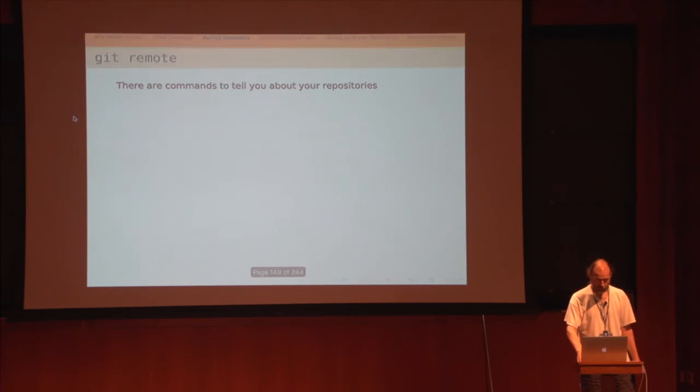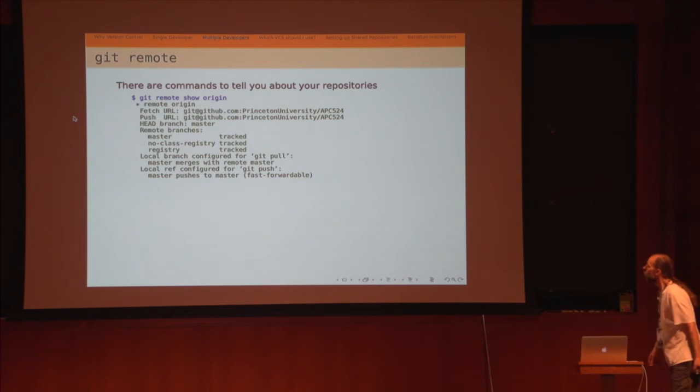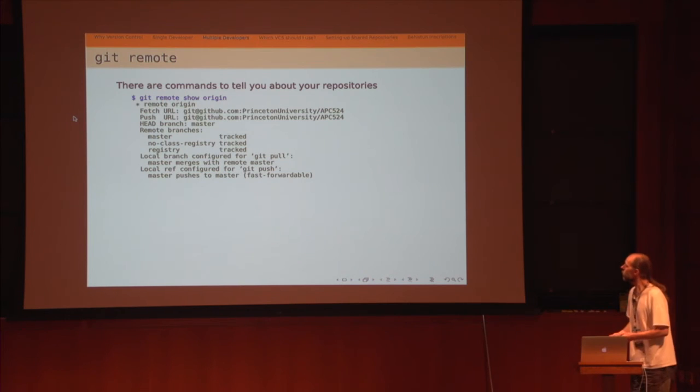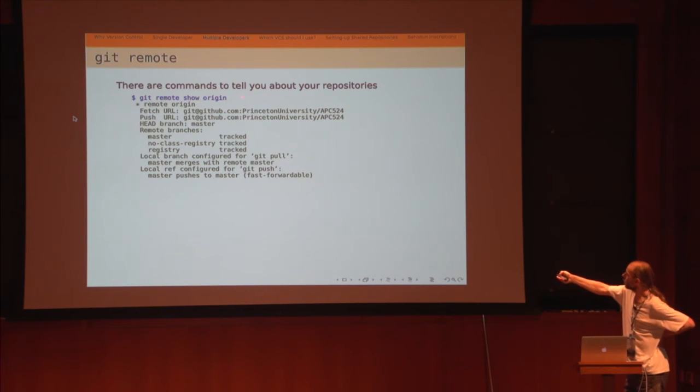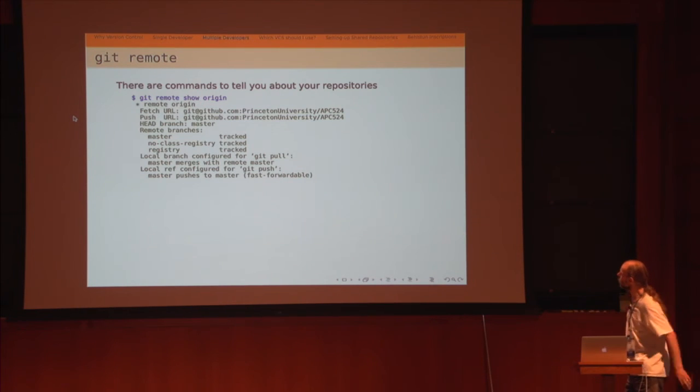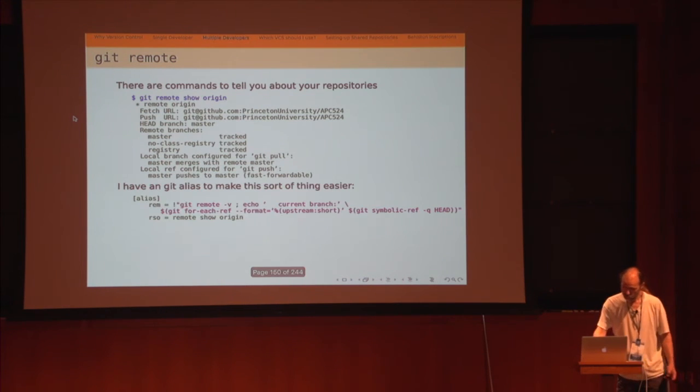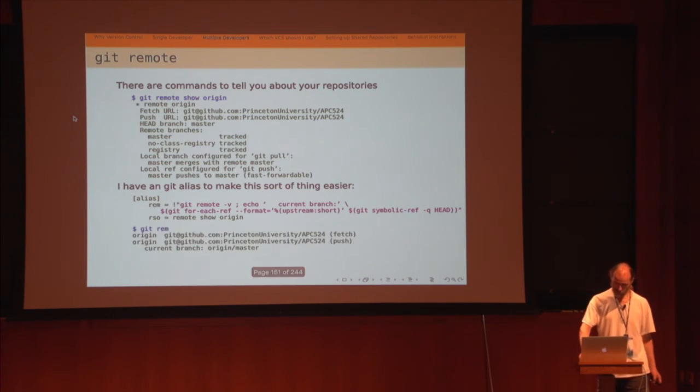OK. Now, remotes. Here's how you say where stuff is going to go if I try to do it. Git remote show origin, it says things like this. In general, you can push to multiple different places. This is where my stuff is. Yes, that's, I think, private. We'll figure that out. So it's worth knowing about that. I have abbreviations for all of those things.